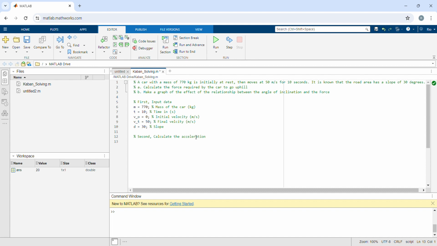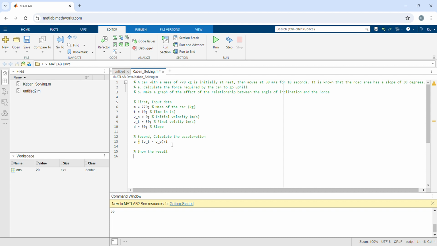The formula that we can use for calculating acceleration is a. We take the final velocity minus the initial velocity. Don't forget to make all the signs uniform for all questions that we want to solve, and then divide it by t, the time of the car. And then show the result.